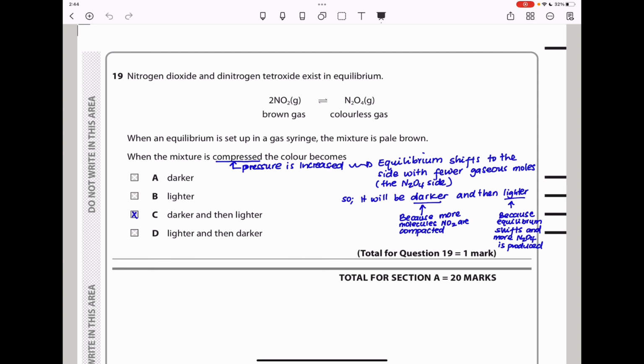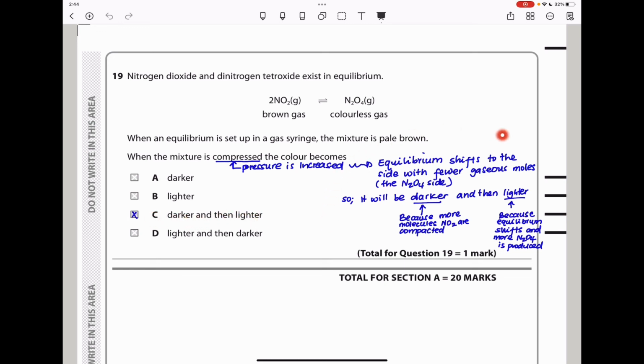However, due to compression there is an increase in pressure. Now, since the product side has fewer moles of gas, when you increase the pressure, equilibrium is going to shift onto the other side. So again, one more time, initially you compress, you bring more of these brown colored molecules together, creating a darker appearance. However, as you bring them together, the pressure has been increased, so equilibrium shifts to the side that has fewer moles of gas, and that's why we're going to produce a colorless gas, which is dinitrogen tetroxide, and in this case, the mixture is going to turn lighter. So the answer here should be C. It turns darker and then lighter.